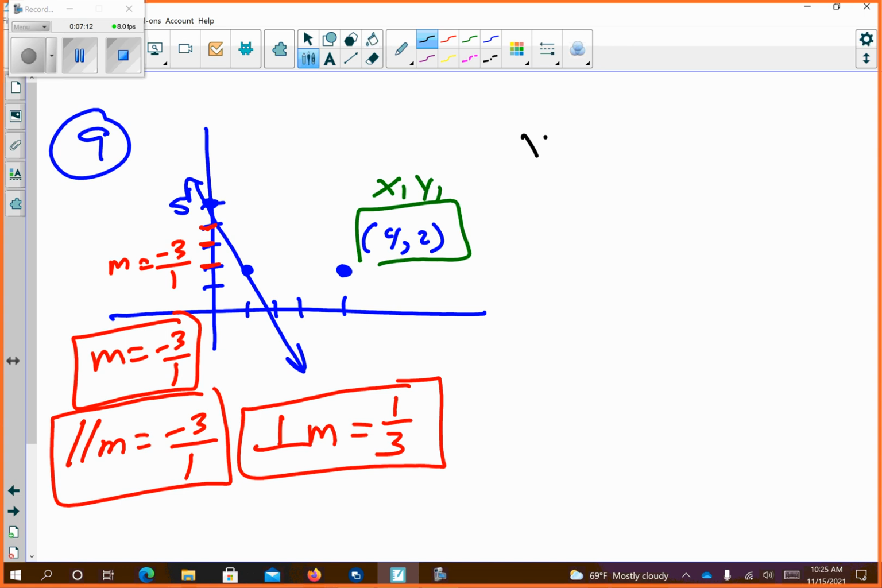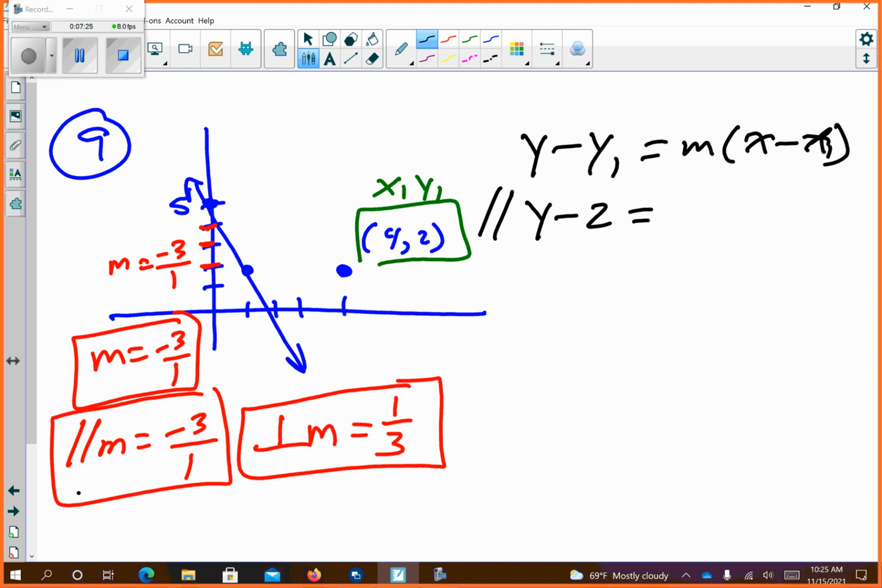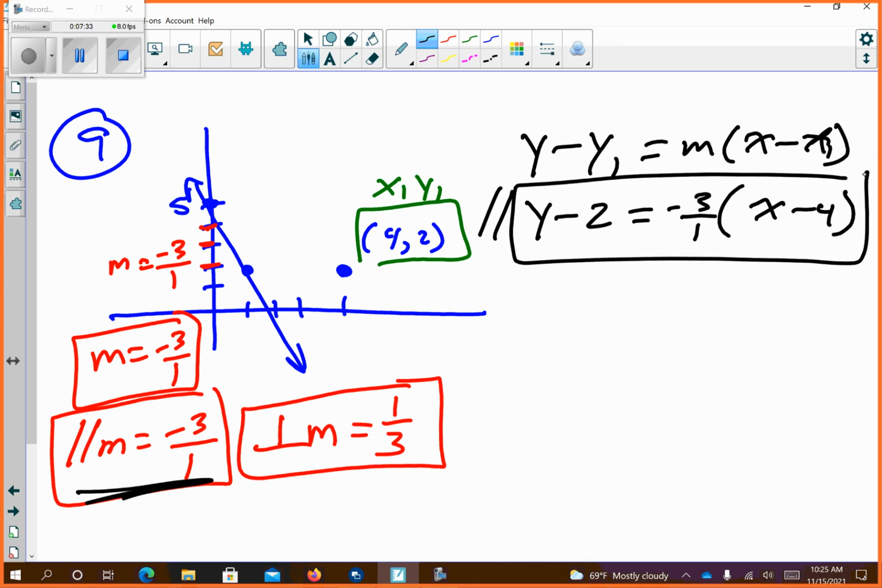From there, I'm going to use y minus y1 equals m times x minus x1. Okay, so I'm going to plug my points in. So I'm going to get y minus 2, and this one's going to be for parallel. So I want parallel to be -3/1, or just -3 is fine. x minus 4. So this is the equation that is parallel to the blue line that's given. It also contains the point (4, 2).